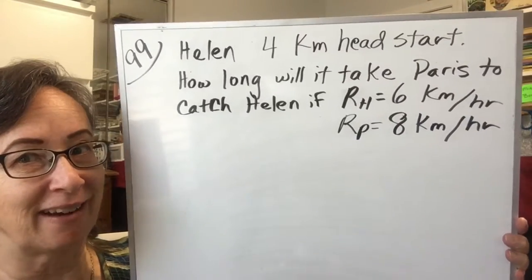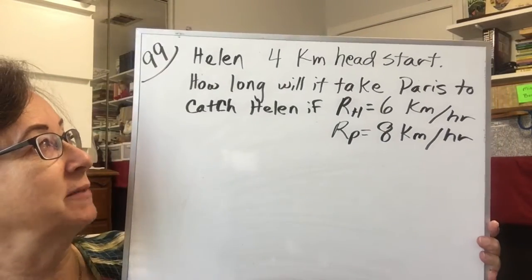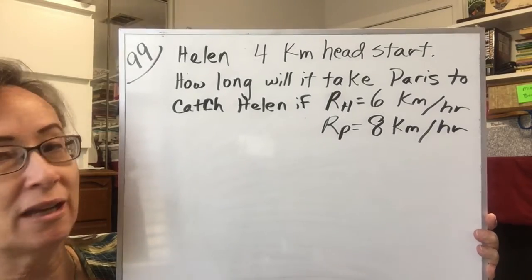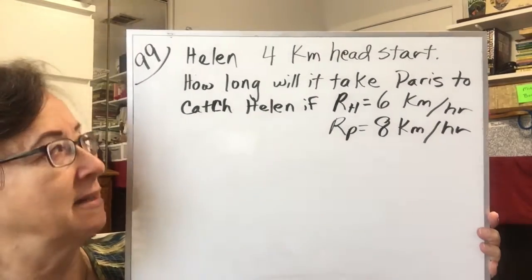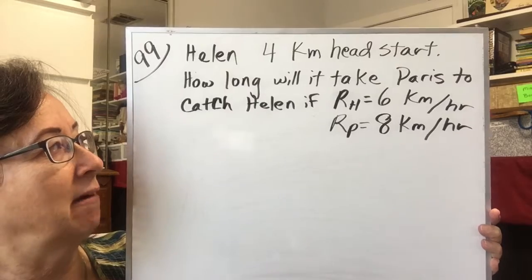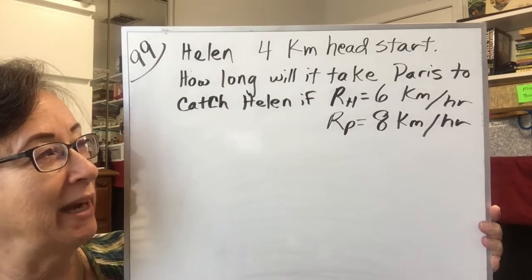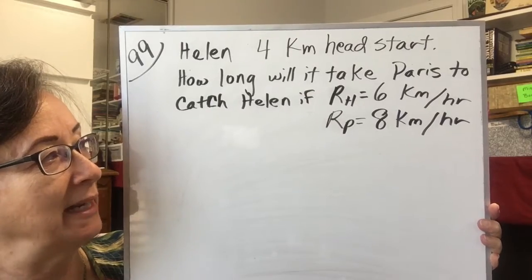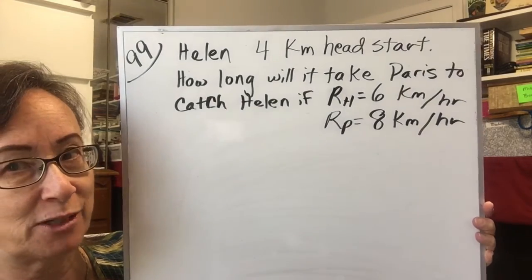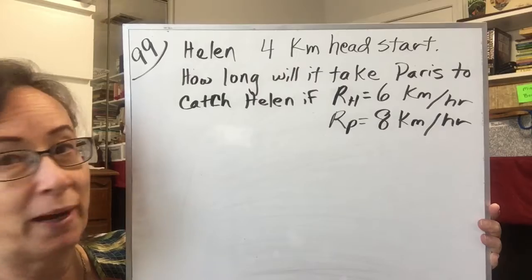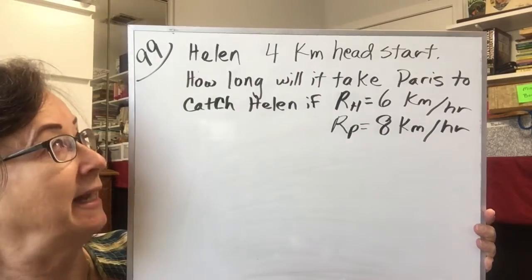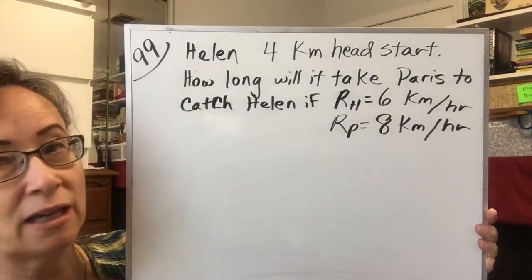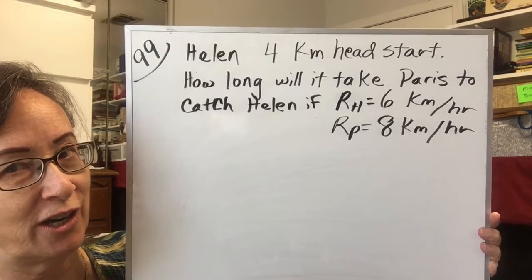All right, so here's our last practice problem. Helen has a 4-kilometer head start on Paris. How long will it take Paris to catch Helen if the rate of Helen is 6 kilometers per hour and the rate of Paris is 8 kilometers per hour? So Paris is going to start out a little bit behind. Helen has a 4-kilometer head start.